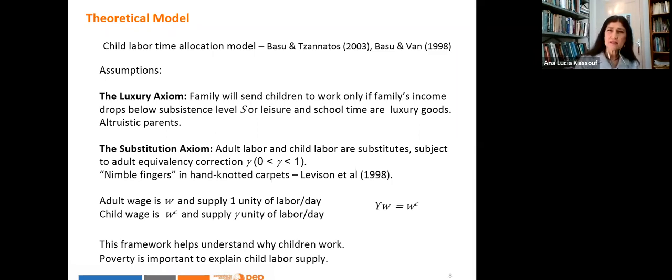So the idea is that the parents are altruistic. They don't want to send their children to work. They only do that because they really need income. Otherwise, they would starve, they would die.